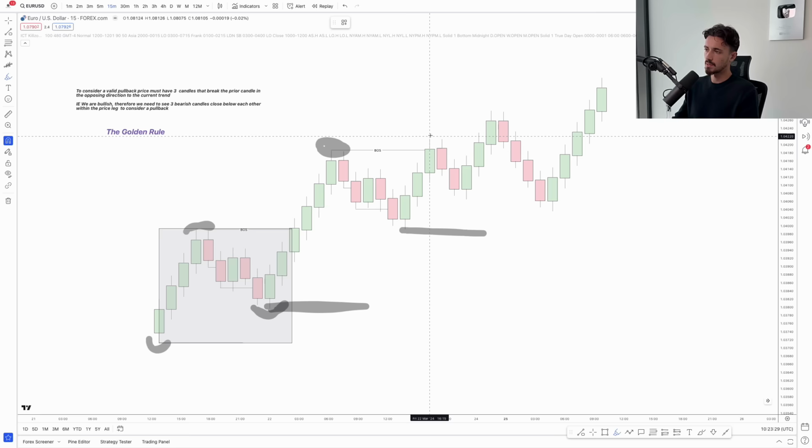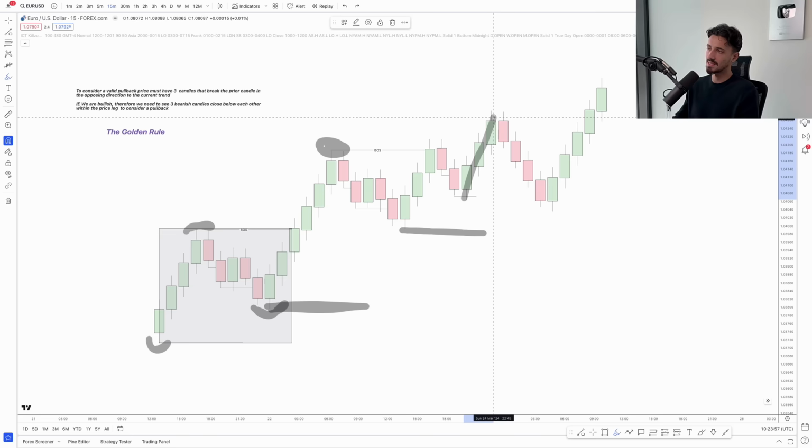In this example, what do we have? We have a bullish candle, we have a bearish candle. Okay, great, there's one. And then the next bearish candle is a break and close. Okay, great. But we would need to see one more candle break and close below this low for this to be considered a swing high. Because that doesn't happen, and price continues and breaks this high, it has no relevance.